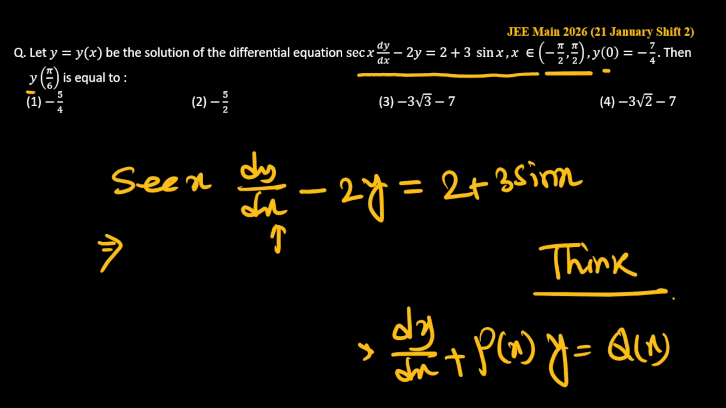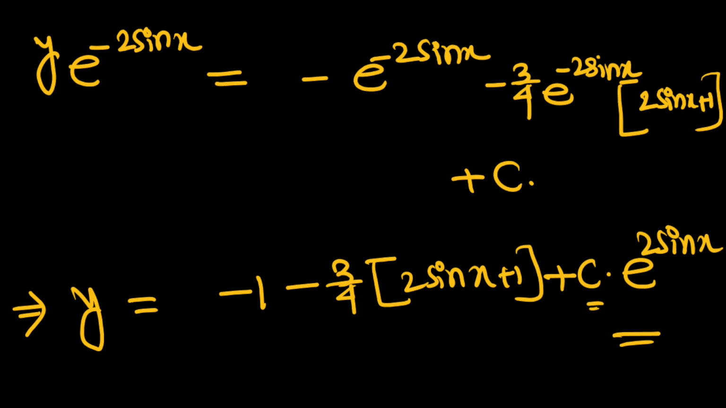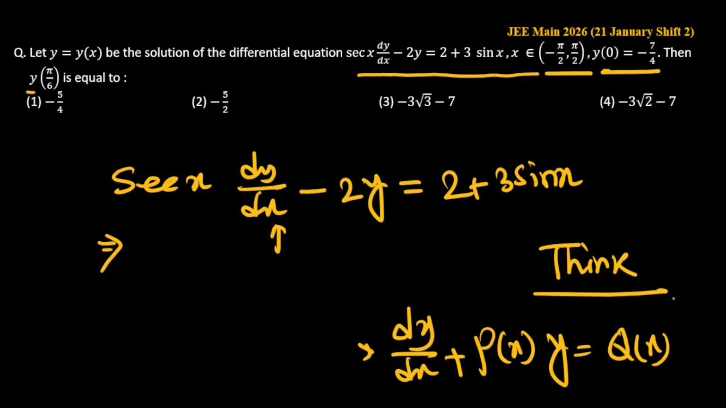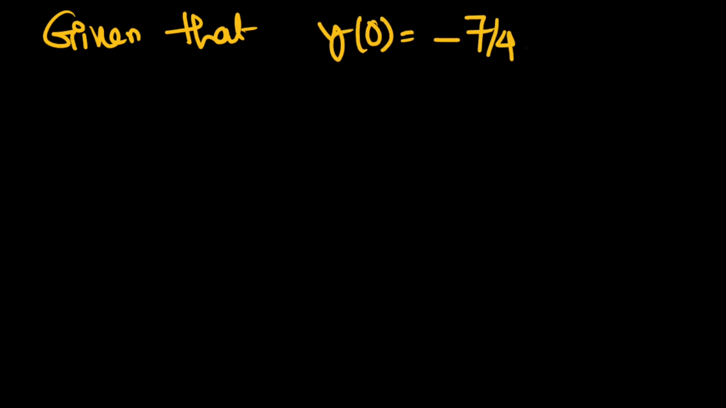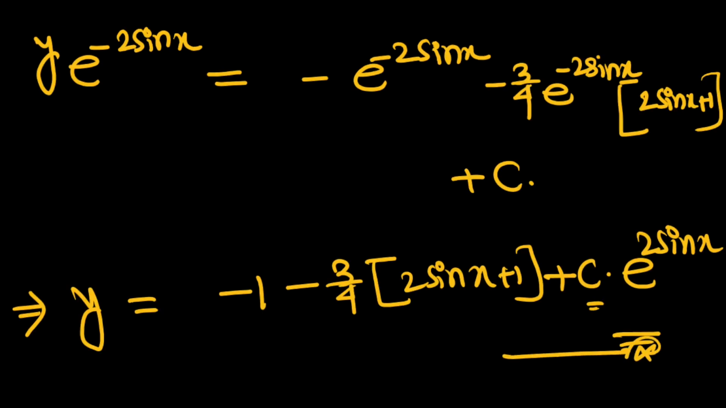But the question asked what is the value of y at pi by 6. So our solution involves the constant c. So now we first find the value of c using this condition: y at 0 is equal to minus 7 by 4. Given that y at 0 is equal to minus 7 by 4, we put it in this equation, that is star. We put y equal to minus 7 by 4 and x equal to 0.